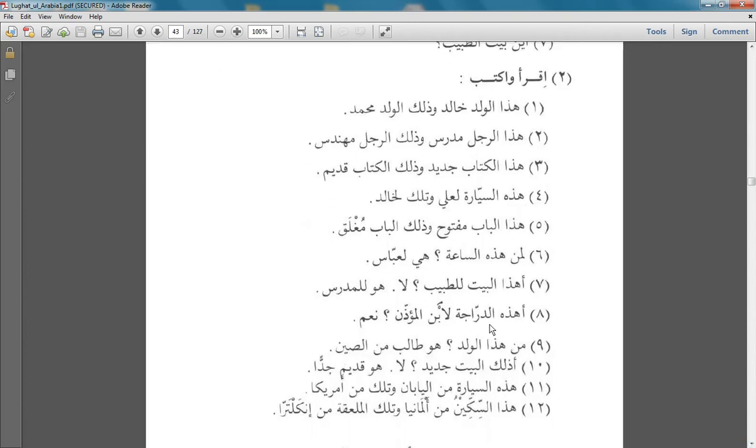أهذه الدراجة لابن المؤذن? Does this bike, دراجة, it means bicycle. Does it belong to the son of the مؤذن? نعم. Yes. So here we have لابن المؤذن. This is مضاف المضاف إليه. The son of the مؤذن, or the مؤذن's son.